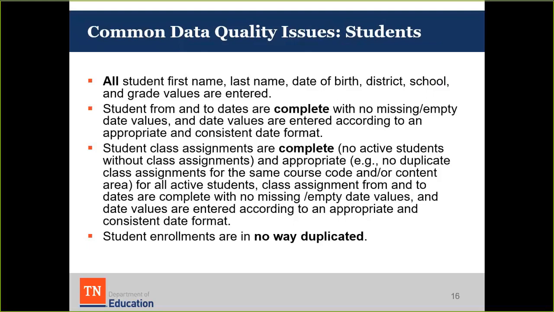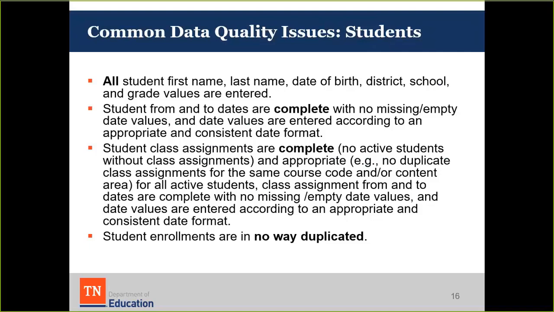Student class assignments have to be complete. In other words, they are not an active student if they don't have a class assignment, and they have to be appropriate. No duplicate class assignments for the same course code or content area, for all active class assignments, and from and to dates are complete with no missing values. And again, those values are done in an appropriate and consistent date format. And you have to make sure that student enrollments are in no way duplicated.